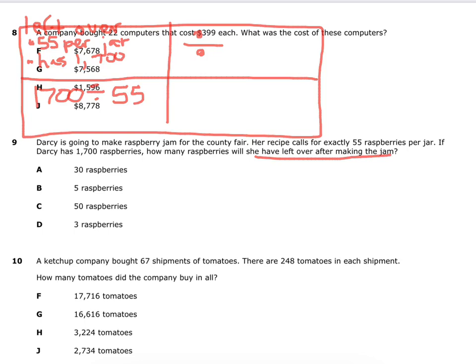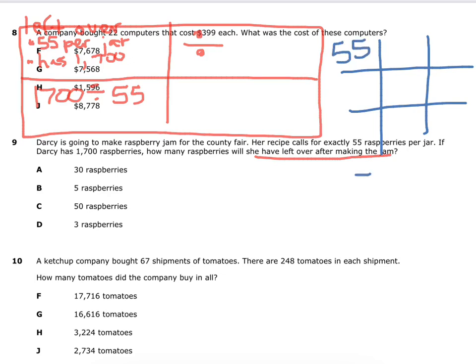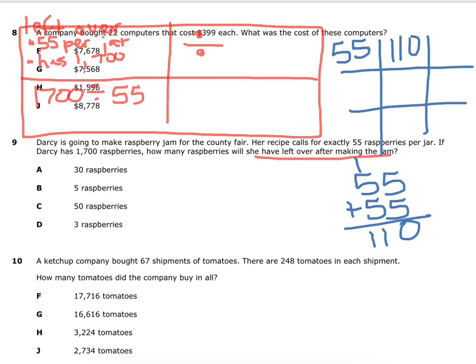All right, so we're going to make a tic-tac-toe board for 55 before we start anything. So I know 55 times 1 is 55. So now let's fill in our board. 55 plus 55. 5 plus 5 is 10. 5 plus 5 is 10 plus 1 is 11. So that means 55 times 2 is 110. So I'm going to add another 55. 5 plus 1 is 6. 165.